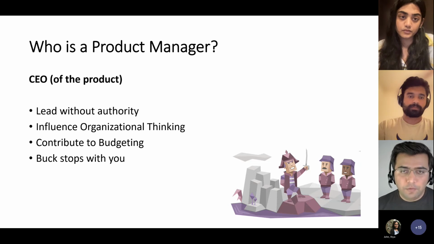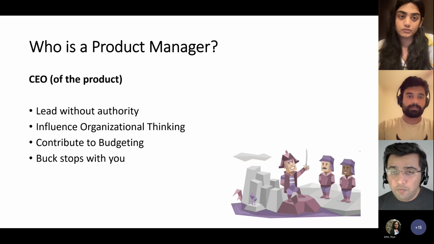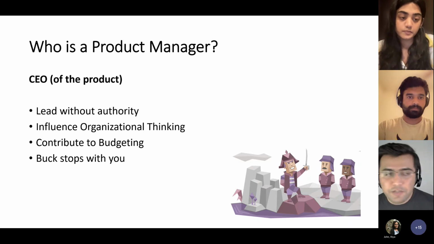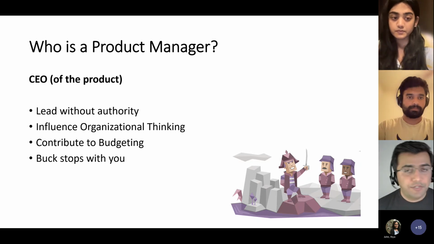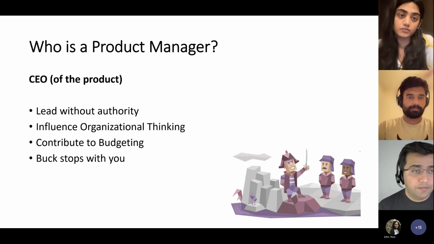You want to be able to influence how your organization thinks about a product, especially when you want them to go in a specific direction. You may be contributing to budgeting conversations: hey, this year we had a budget worth 10 engineers and we could build so much. Next year we want to be taking on a larger scope or larger roadmap, and this is how much it will cost.